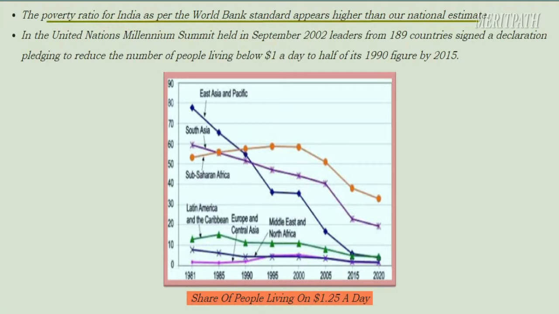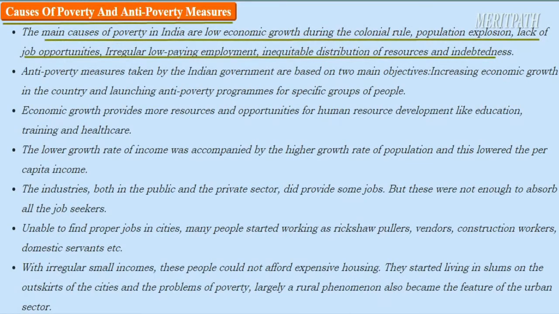At the United Nations Millennium Summit held in September 2000, leaders from 189 countries signed a declaration pledging to reduce the number of people living below $1 per day to half of its 1990 figure by the year 2015. So in this image we see the share of people living on $1.25 per day over a period of 1981 to 2020. So, causes of poverty and anti-poverty measures.